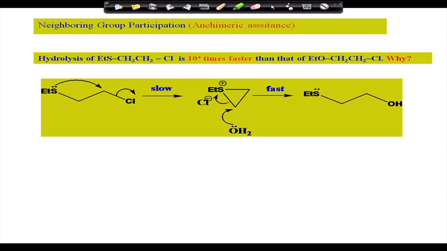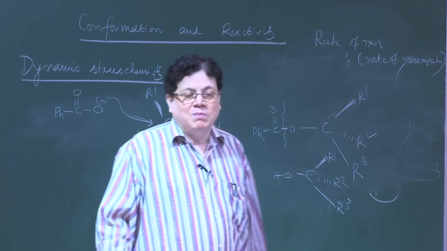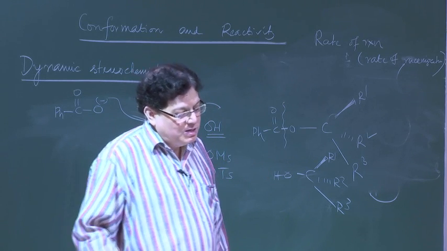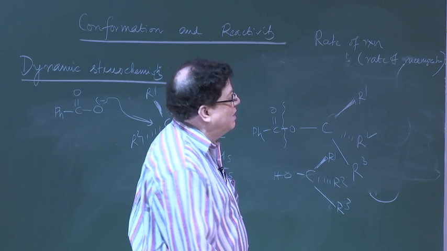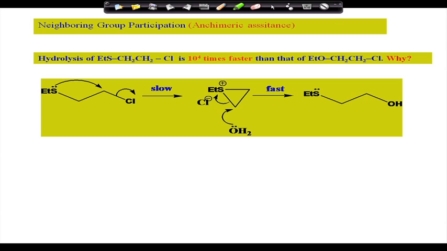Now, SN2 reactions lead to inversion, SN1 reactions ideally should lead to a racemic mixture, but because of ion pair formation, in many cases we see more of inversion than retention, and there are some cases where there is complete retention of configuration. That is possible in case of neighboring group participation.